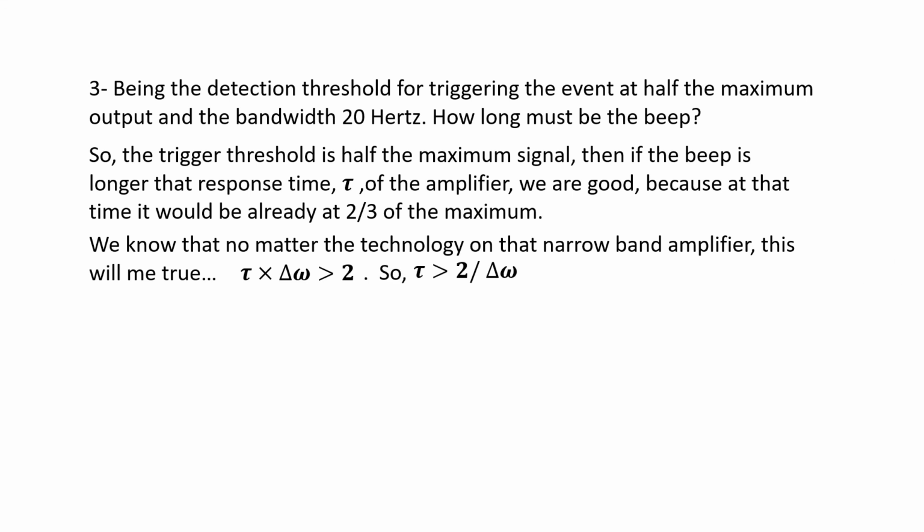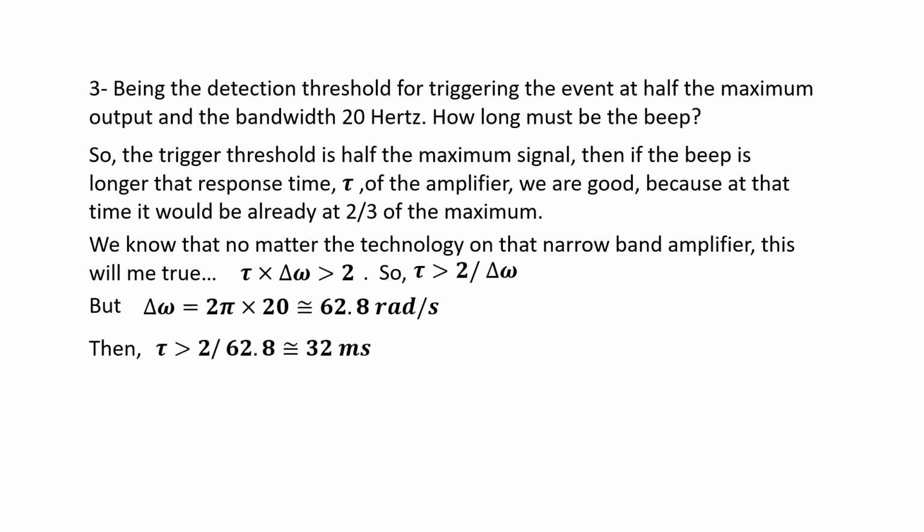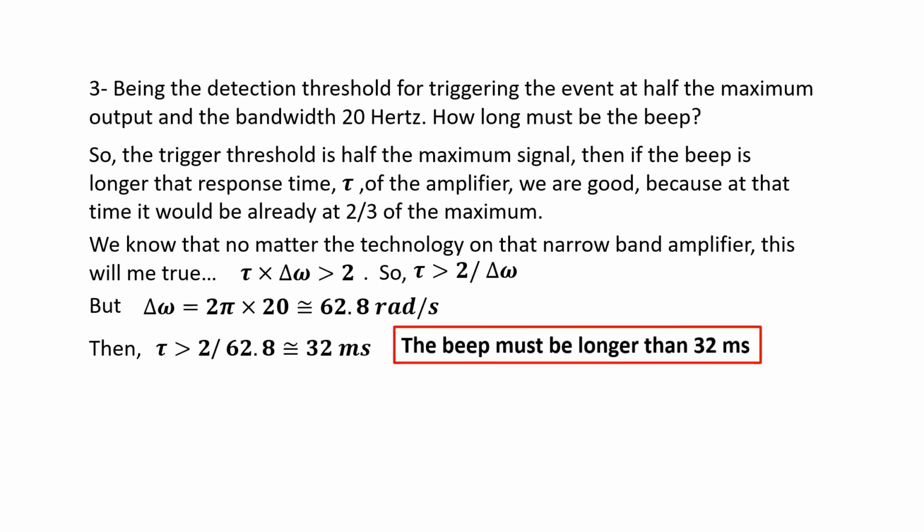So tau must be greater than 2 over delta omega. But delta omega equals 2 pi times 20 Hertz, which comes down to 62.8 radians per second. Then tau must be greater than 2 over 62.8. That's approximately equal to 32 milliseconds. The beep must be longer than 32 milliseconds.